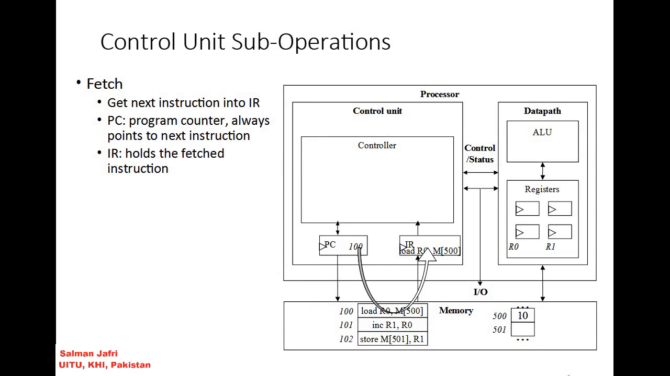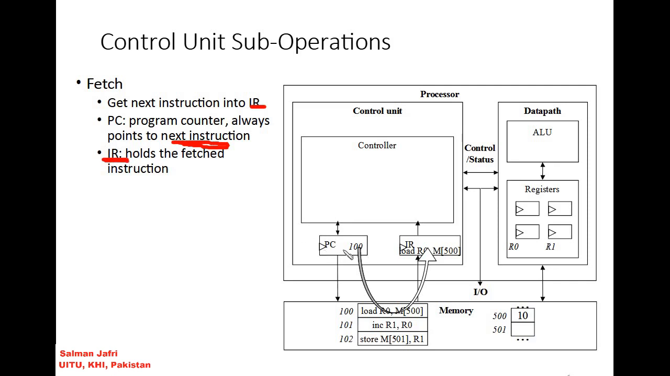So let's say we look at the fetch operation. Fetch gets the next instruction into the instruction register. PC, the program counter, always points to the next instruction. So generally after the fetch of any instruction, the program counter would automatically be incremented to point to the next instruction. And which register holds the fetched instruction? The IR, or the instruction register.